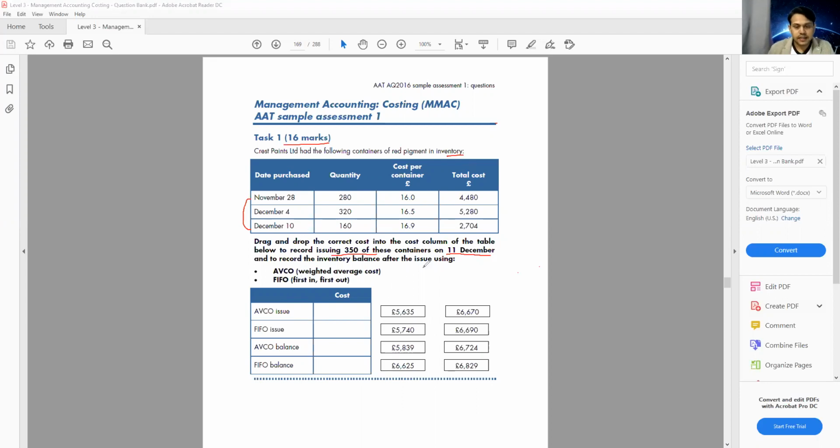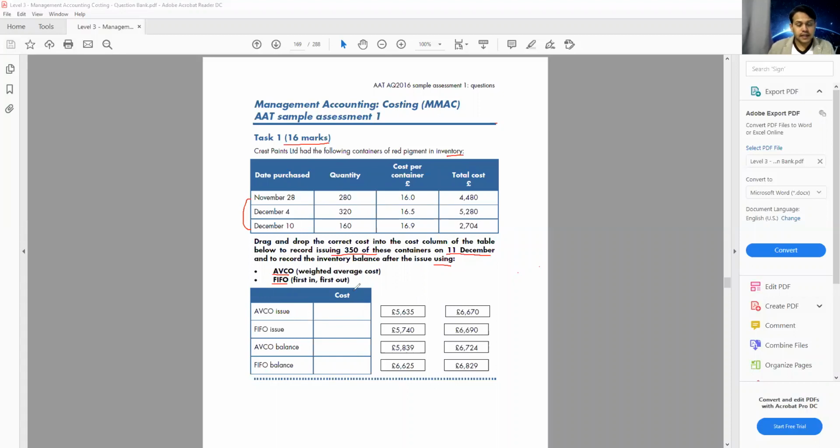After that, they said using AVCO, that is average. Then the next one, they said using FIFO, first in, first out. Both methods are very popular. We would say in the exam, these are the two methods we will see. You're not going to see LIFO. LIFO is hardly used. Some countries even ban LIFO. LIFO is not allowed to be used. So most of the time in the exam or in your workplace, the company will follow either FIFO or AVCO.